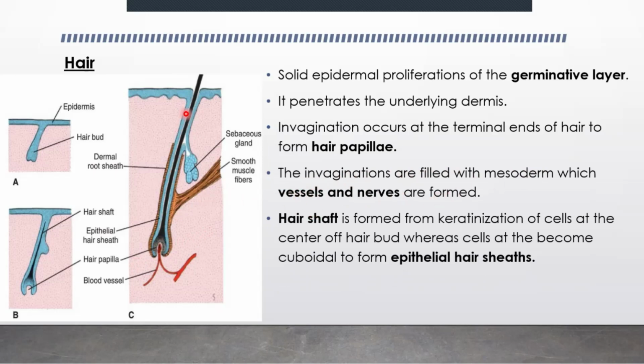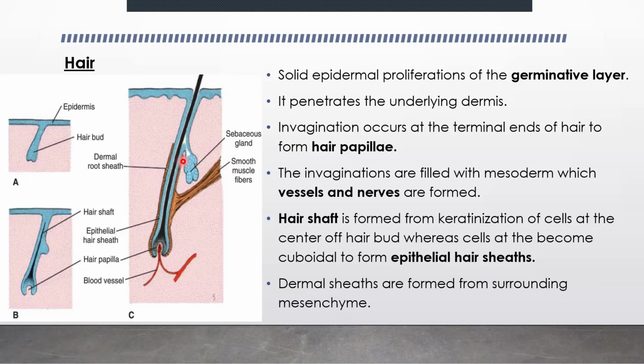Then the hair shaft will be formed by keratinization. The cells at the center of this hair bud will undergo keratinization, while the cells at the periphery will become cuboidal in nature and form epithelial hair sheaths. At this point, we've already formed the hair, which penetrates downwards into the dermis but is coming from the epidermis. Then you can appreciate that you have a smooth muscle here, and then you have a sebaceous gland.